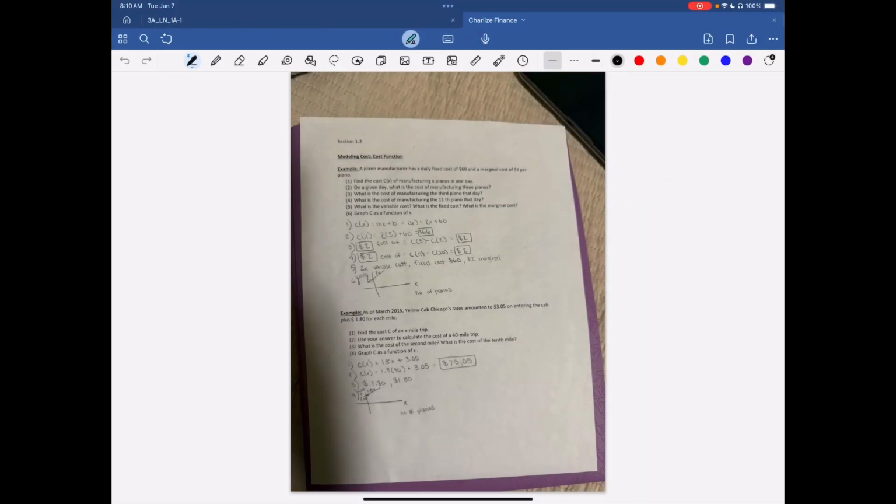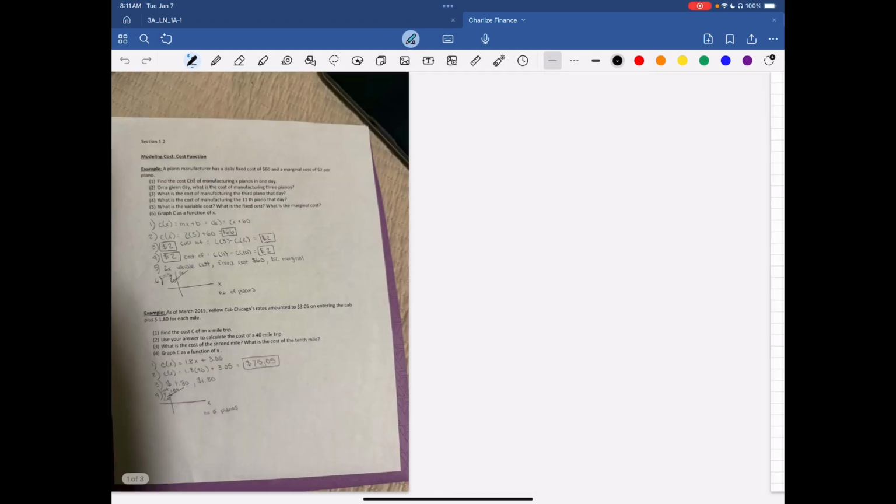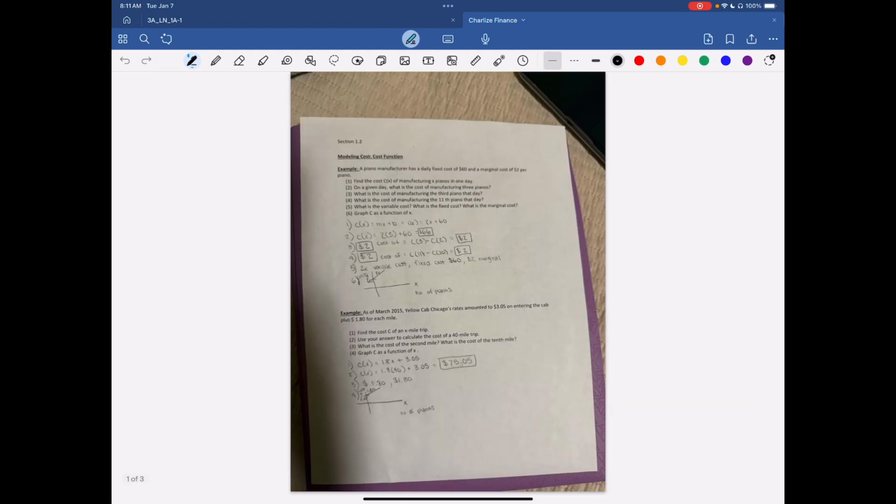This is the modeling cost and cost function. I'm going to read the question and then I'm going to have the question on my phone while I do it.